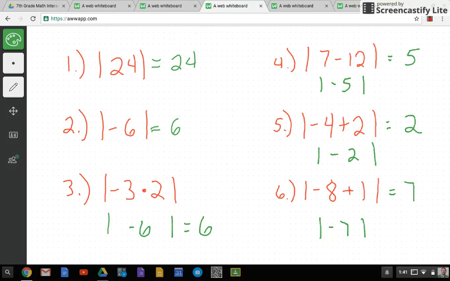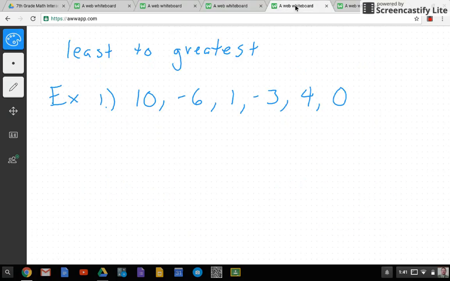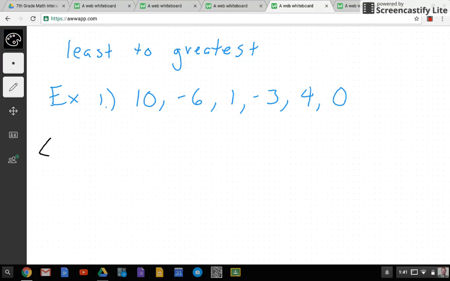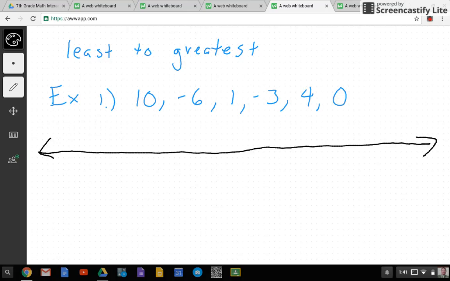Hopefully you were able to get all those correct. Now we're going to move on to something slightly different. We're not going to be using absolute value, but we are going to be comparing integers, greatest to least. So right here, I'm doing a least to greatest comparison. And it helps for me to think about these being on a number line. So I'm just going to go ahead and say that's 0.